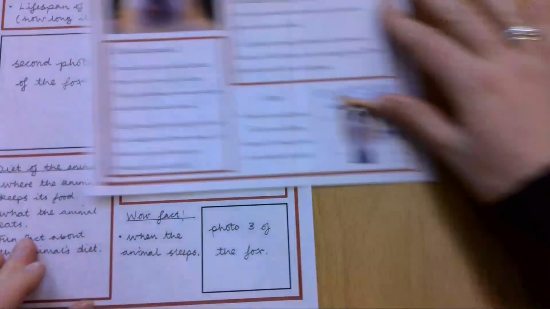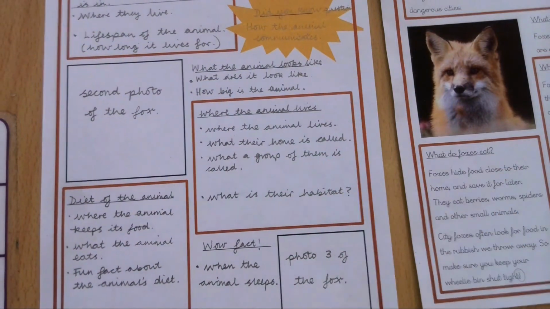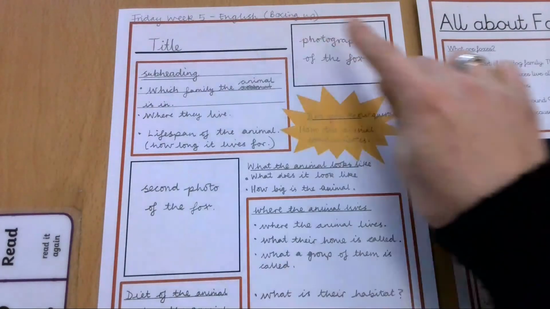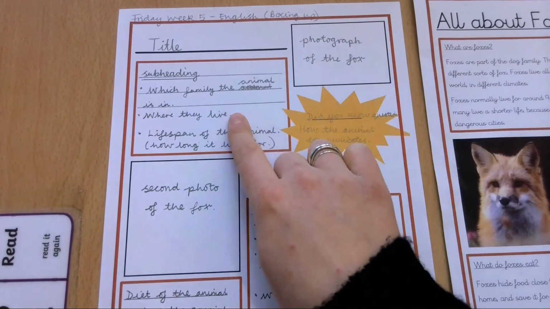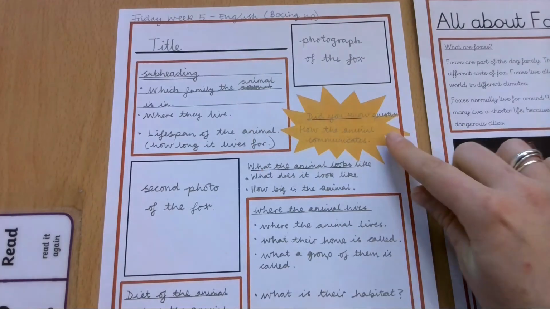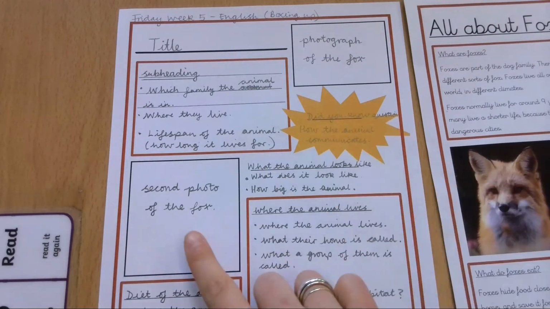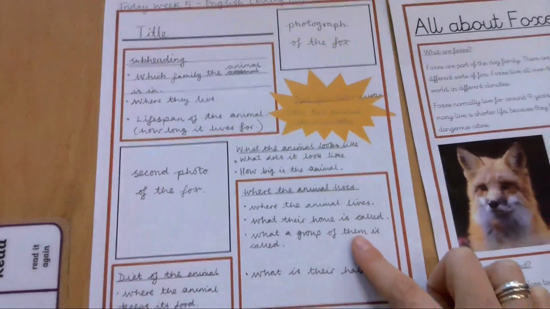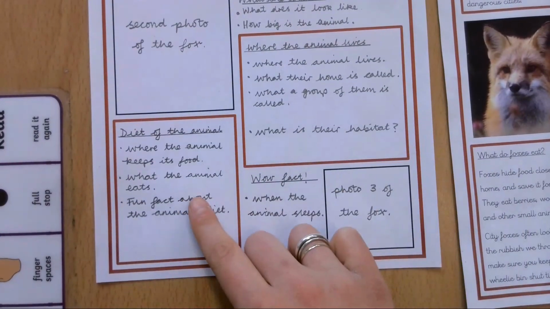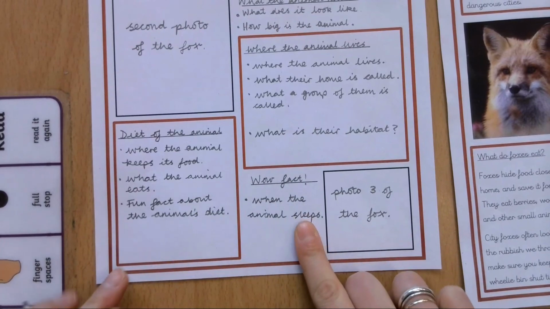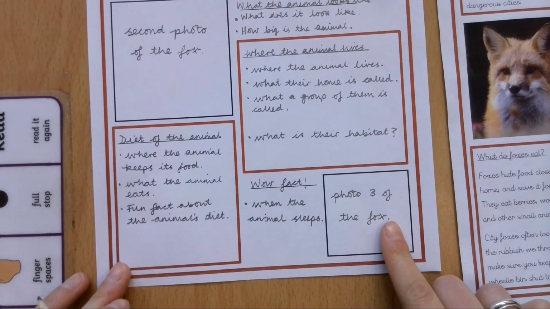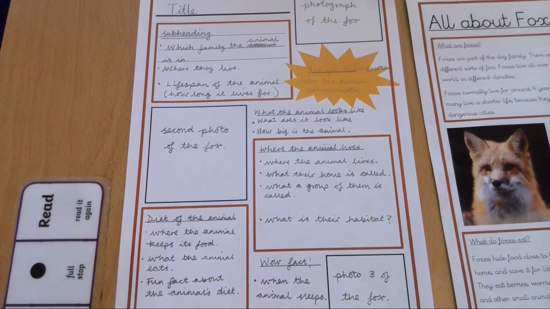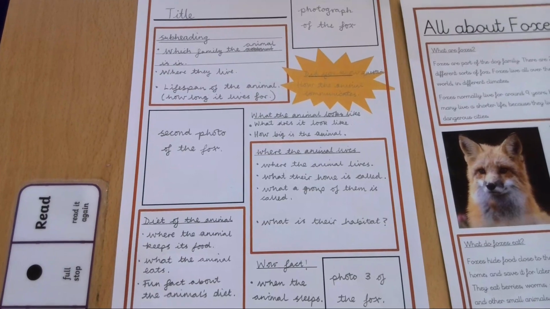So your boxing up should look like this. Here's mine. I've got my title, I've got my photo, I've got my first box, I've got my did you know box, my second photo, another fact, my second box, my third box, my wow fact, and my third photo. You might want to pause this video at any point so that you can have a look at what I've written, and I'll post a photo of this as well.